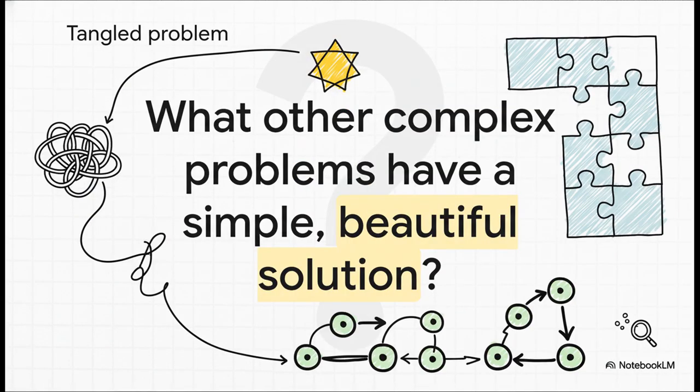You know, Knuth's Dancing Links really shows us that sometimes the most powerful solutions aren't the most complicated ones. They're simple, they're reversible, and they're just elegant. And it kind of makes you wonder, right? What other tangled, impossible problems out there in science or art or just in our daily lives are just waiting for their own aha moment? That one simple, beautiful trick that's been hiding in plain sight all along.